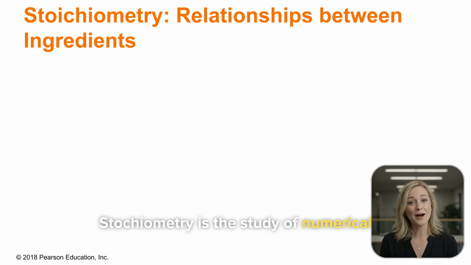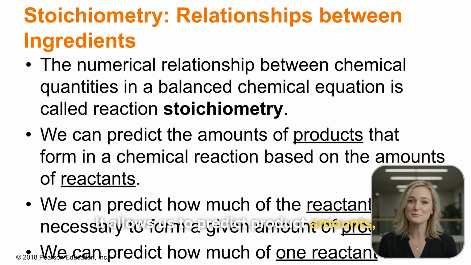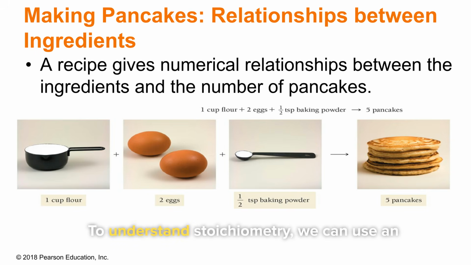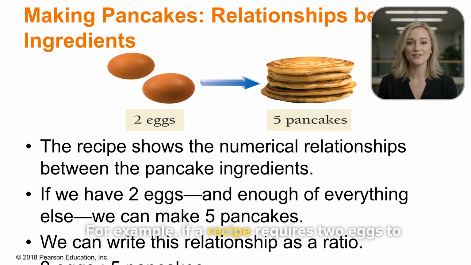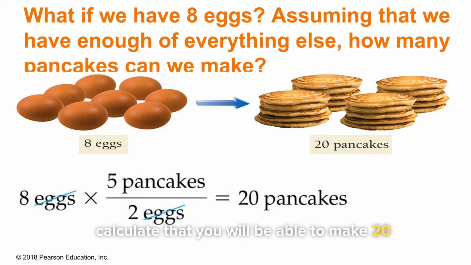Stoichiometry is the study of numerical relationships between chemical quantities. It allows us to predict product amounts, required reactant amounts, and reactant ratios. To understand stoichiometry, we can use an analogy like a pancake recipe, which defines the precise numerical relationships between ingredients. For example, if a recipe requires 2 eggs to make 5 pancakes, we can express this as a ratio of 2 eggs to 5 pancakes. Using this ratio, if you have 8 eggs and enough of the other ingredients, you can calculate that you will be able to make 20 pancakes.